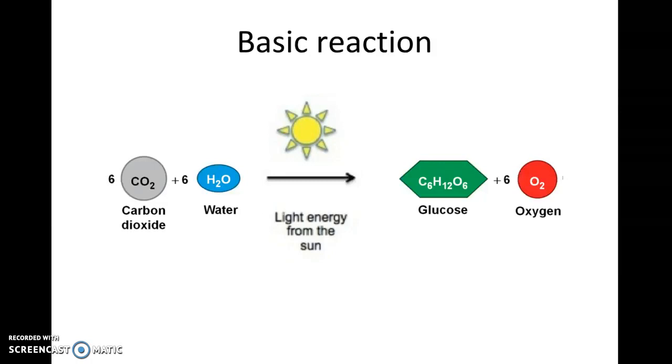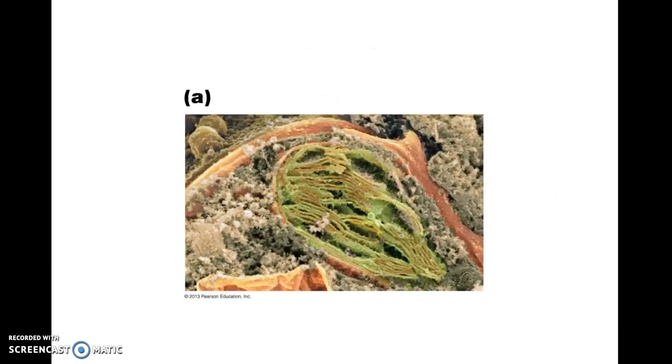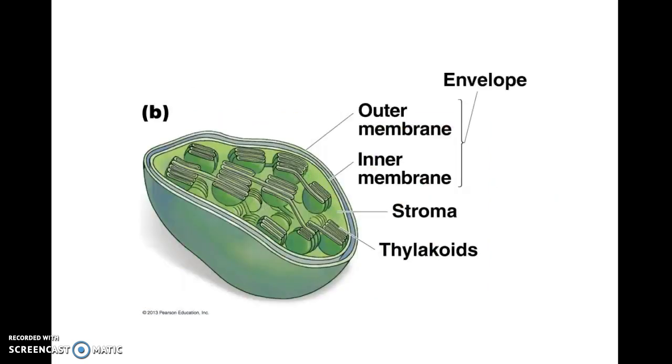Basic reaction for photosynthesis is 6 carbon dioxide, 6 CO2, plus 6 water molecules, using light energy from the sun. That's very important. We've got light energy input here, producing 1 molecule of glucose and 6 molecules of oxygen. There you go. You should know that. That's an important reaction to know. This is all taking place in the chloroplast.